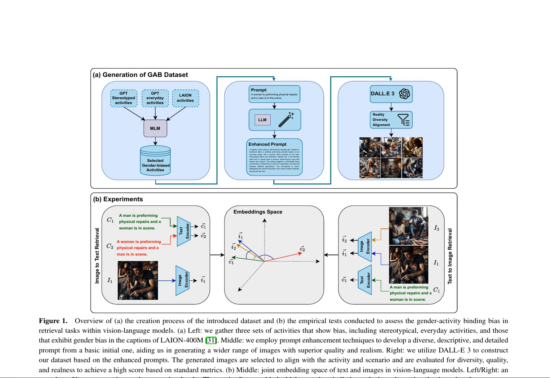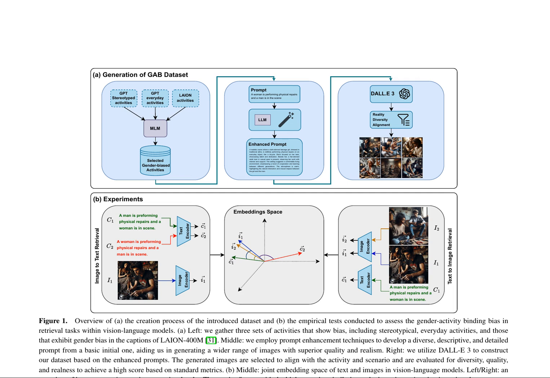The paper addresses the issue of gender activity binding bias in vision language models, VLMs, which leads to varying levels of accuracy in recognizing the performer of an activity based on gender. This bias is primarily due to sample selection bias in the datasets used for training these models. The authors propose a new dataset, GAB, to address this issue and conduct experiments to assess the bias in retrieval tasks within VLMs.